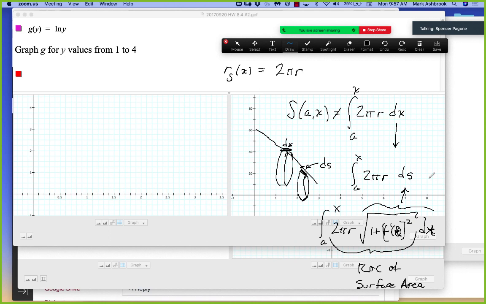Okay, and we're really combining these two ideas. Yep, kind of. We need the rate of change of arc length so that the 2 pi r sweeps out area according to the arc length function rather than just x. Okay, thank you. Sure. Okay, is that clear?